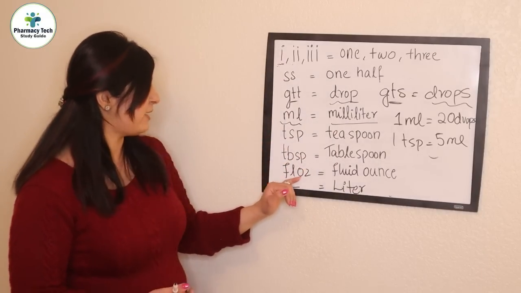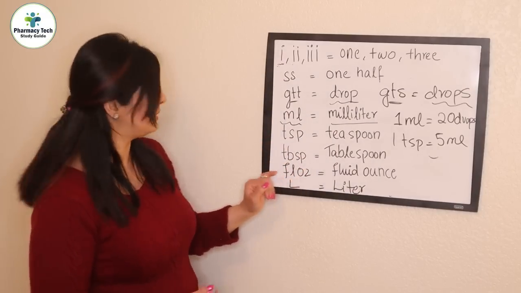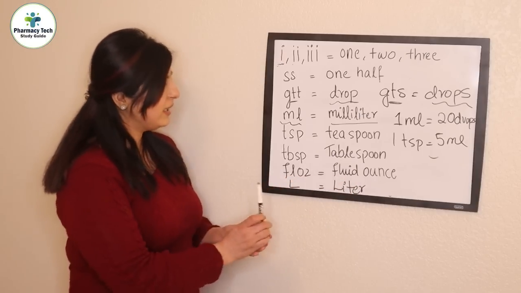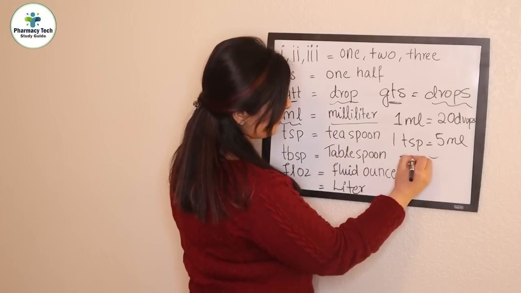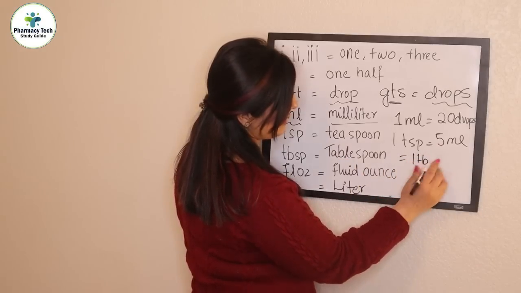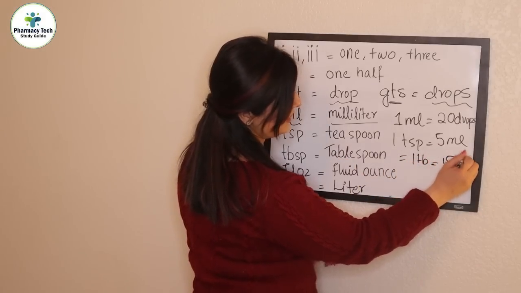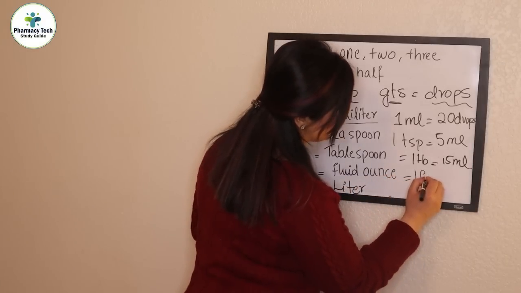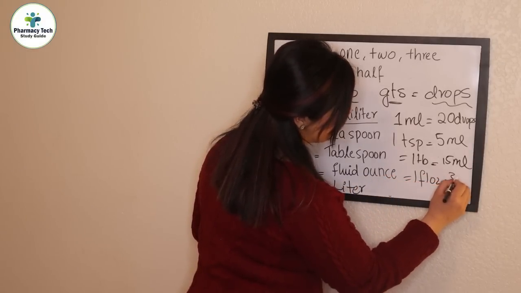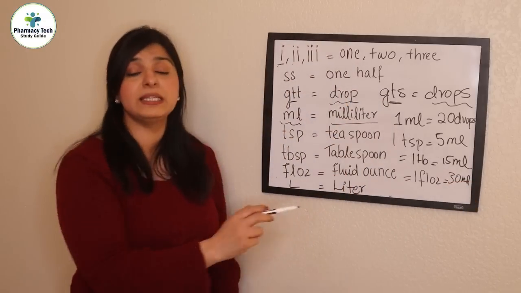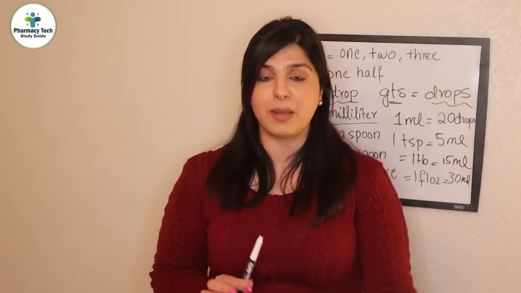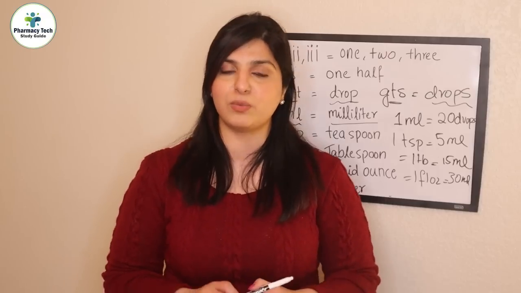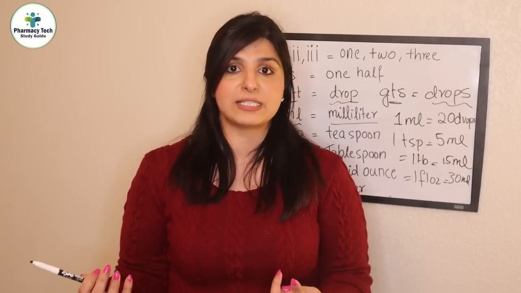Next up is FLOZ. So that's fluid ounce, OZ ounce. Okay, tablespoon was 15 mLs. Next is fluid ounce. So 1 fluid ounce is 30 mLs. This is something that you will definitely need to remember, and I will be discussing all of this in a separate video as well when we go towards our math problems.